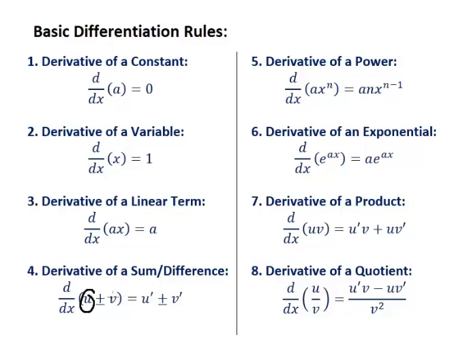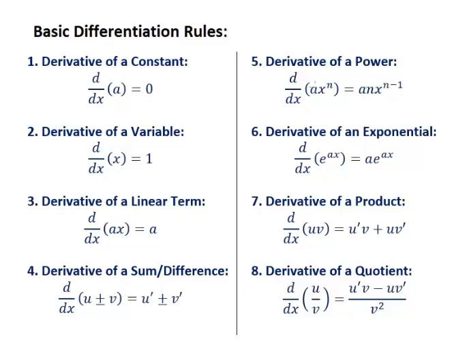Well, if you have two things that are being added or subtracted, the derivative will be very simple. You just find the derivative of each one of them. So derivative of u, which is u prime, and then you add or subtract depending on the signs with the derivative of the other one. In other words, it means you use distributive differentiation.